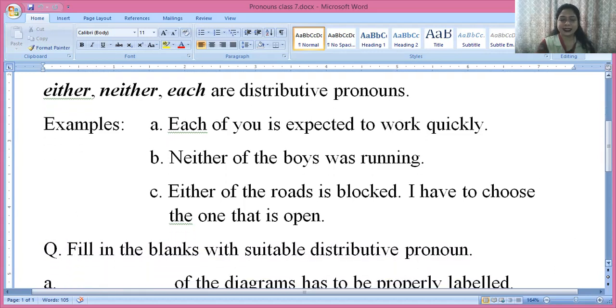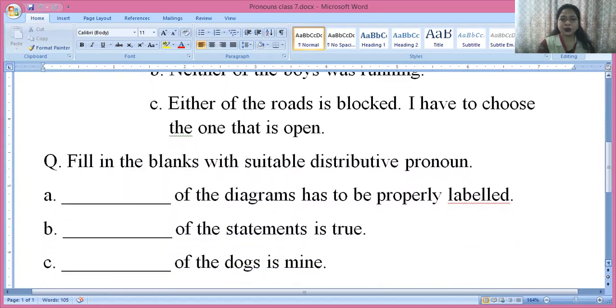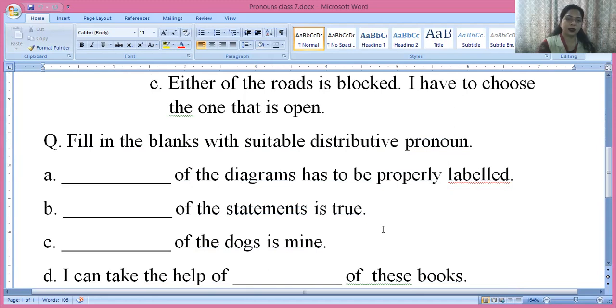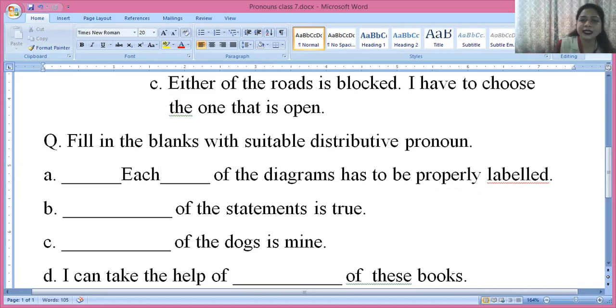Now let's do this exercise. Fill in the blanks with suitable distributive pronoun. Dash of the diagrams has to be properly labeled. Now, definitely when it is diagrams, that means there are more than one diagram. And now you're saying diagrams, every diagram has to be properly labeled. Okay, so what should we say? Each of the diagrams has to be properly labeled.